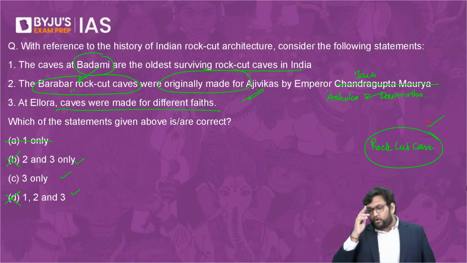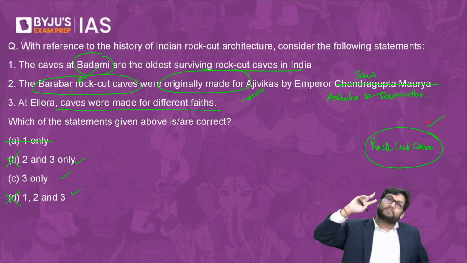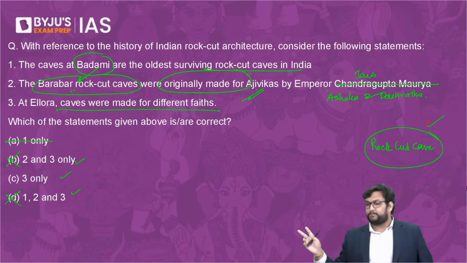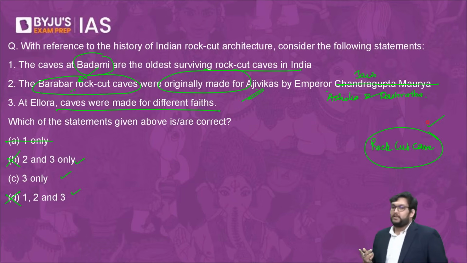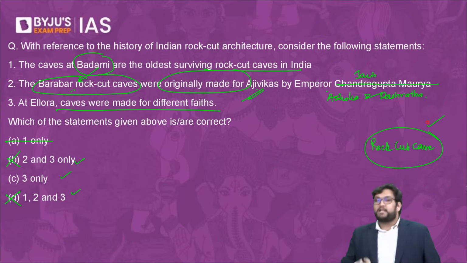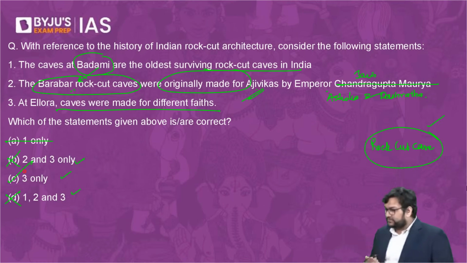Rock cut caves. You all try to confuse yourself. The question is straightforward, but you will confuse yourself. The answer to the first statement is given in the second statement. The second statement is incorrect because it is Ashoka and Dasharath. And the third statement is correct. Can we move to the next question?